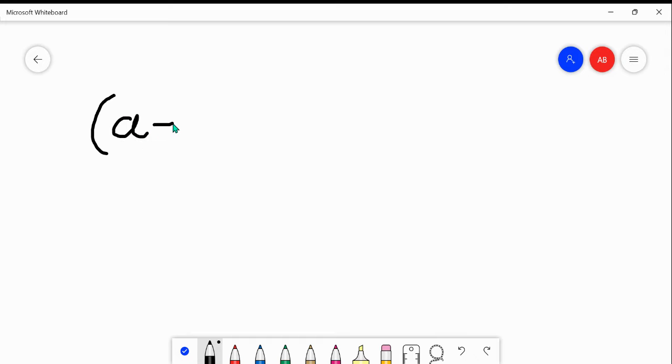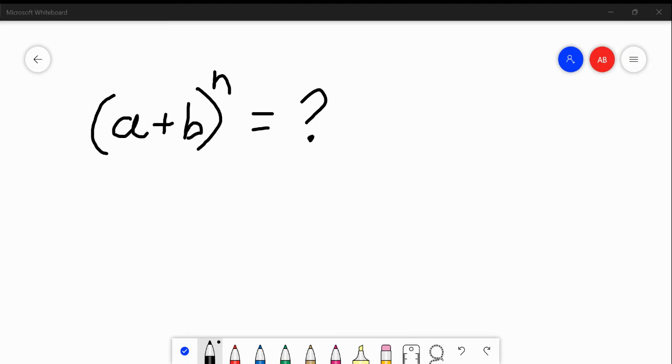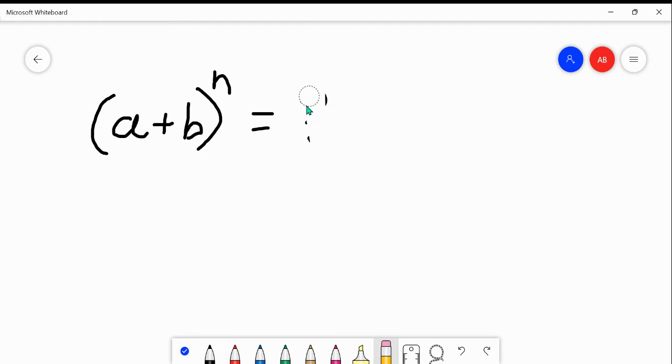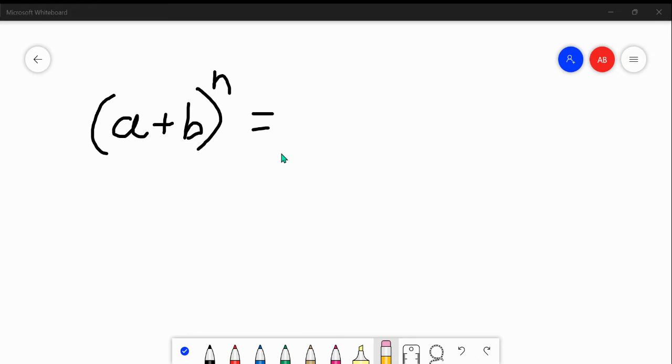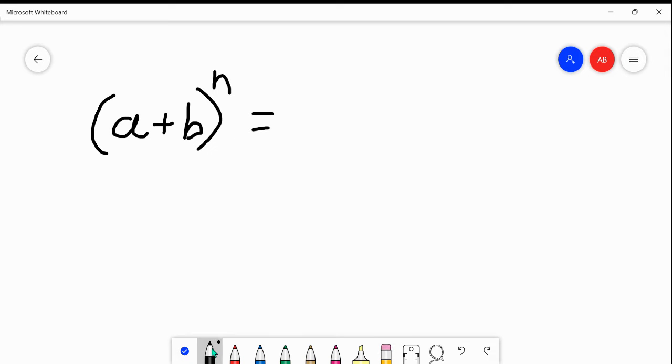I'm going to be showing you the expansion, the general formula for the expansion of a plus b to the power of n. n can be any number. So you might ask, what is this? To answer that, we'll get to what that is in a moment. But now let us begin with something a little easier.